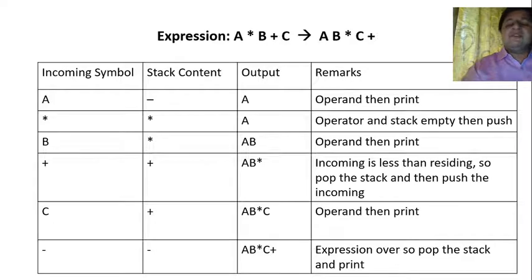A into B plus C, which is AB star C plus, because obviously star has got higher precedence. So A print, star, stack empty, push, B operand, print, now plus. Now incoming is plus and residing is star. Can you see star has immediately got printed after B? And that tells us that we have to pop star. Now see, when we pop star, my stack has become empty. So I stopped and I'll be pushing plus. So the rule that we are getting is, if incoming is less than residing, then pop the stack and then push the incoming.